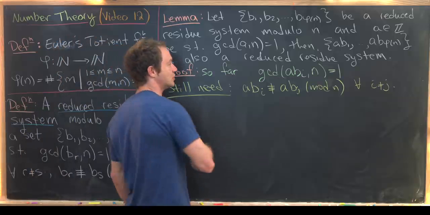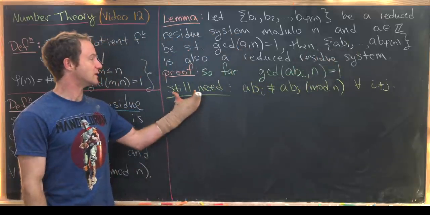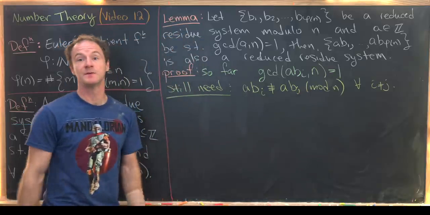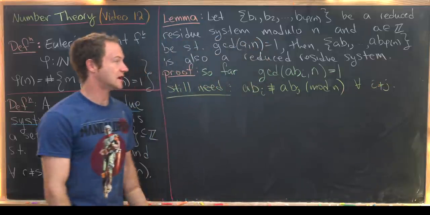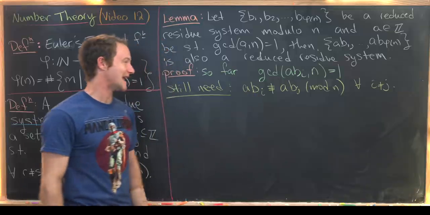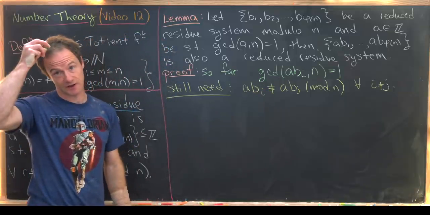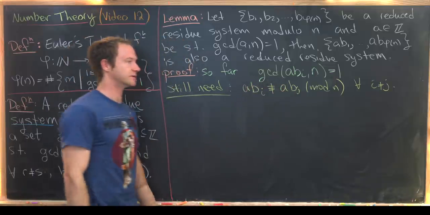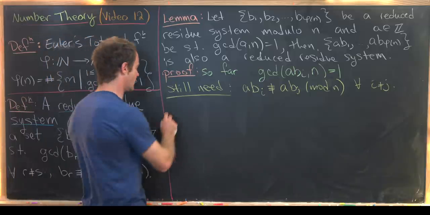So far we've shown that all of the numbers here are relatively prime to N, but we still need to show that they are all incongruent modulo N. So in other words, for all i not equal to j, where i and j come from the range between 1 and phi of n, we have a times bi is incongruent to a times bj. So how can we do that? Well, we'll start by setting up a congruence and show that that means that i is equal to j. Okay, so let's do that.